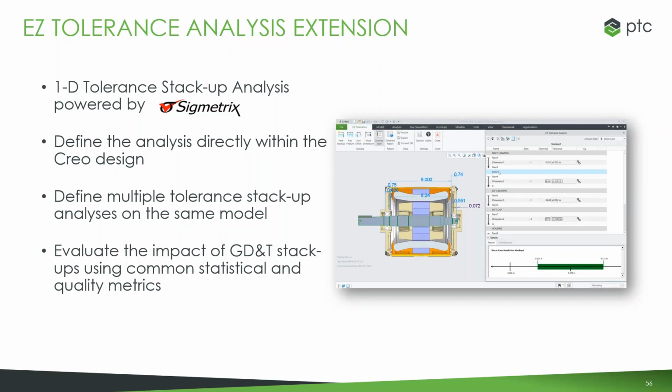Now it's much easier to use and allows you to easily clean up your model. You have most of the same capabilities. You're still going to define those multiple 1D StackUps on your model. You can also use it with GD&T to get a complete understanding of how this part needs to be controlled in manufacturing to get the metrics that you need. All those GD&T annotations that you might have can be included in these analyses automatically by Creo.